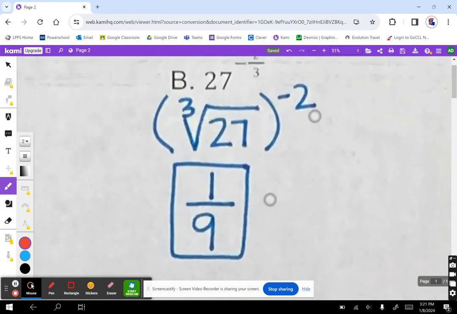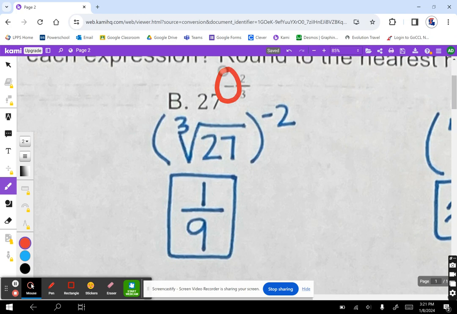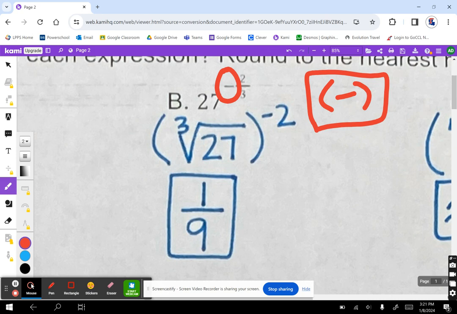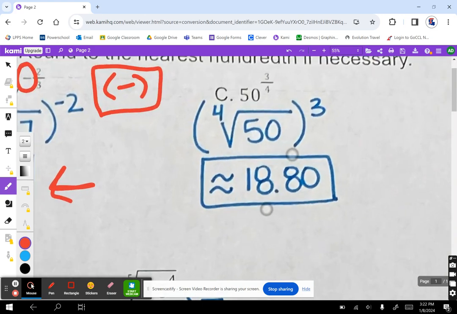For part B, same thing. Be careful to type in a negative sign. The negative sign looks like this button down at the bottom by 0. When you type it in, you will get 1/9 as your answer. If you get it as a decimal, convert it to a fraction. Make sure you know how to do that. Your answer is only positive because you have an even index.